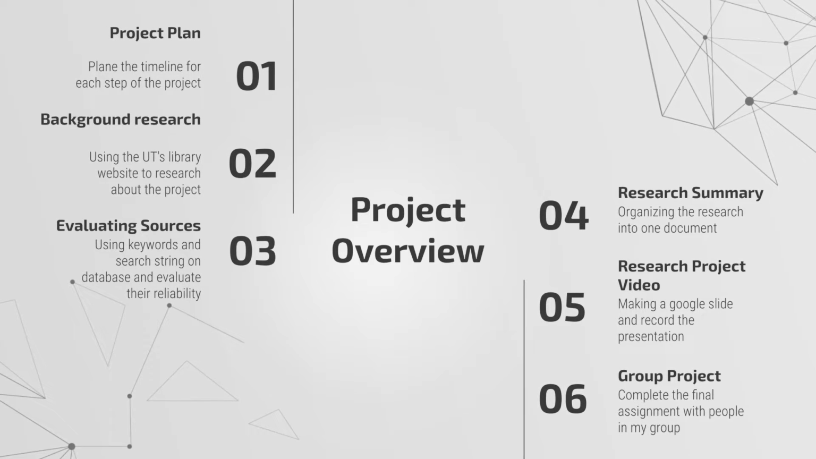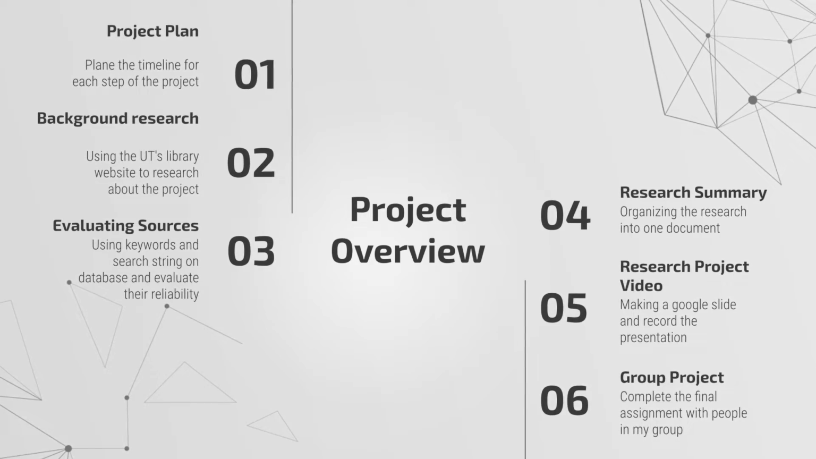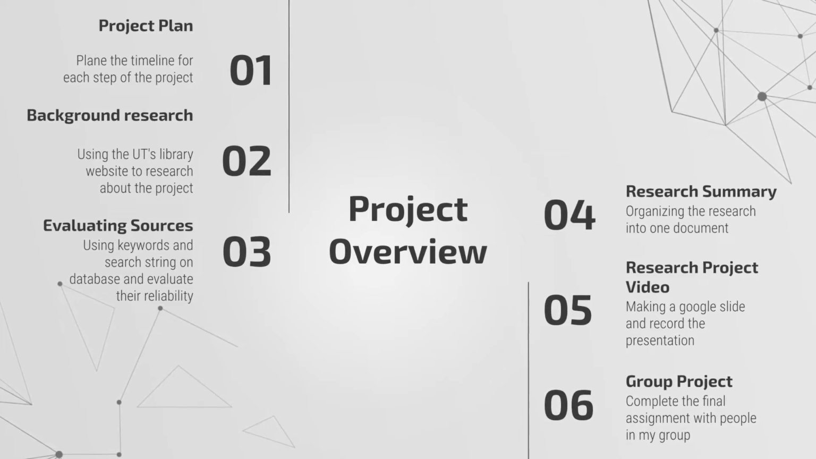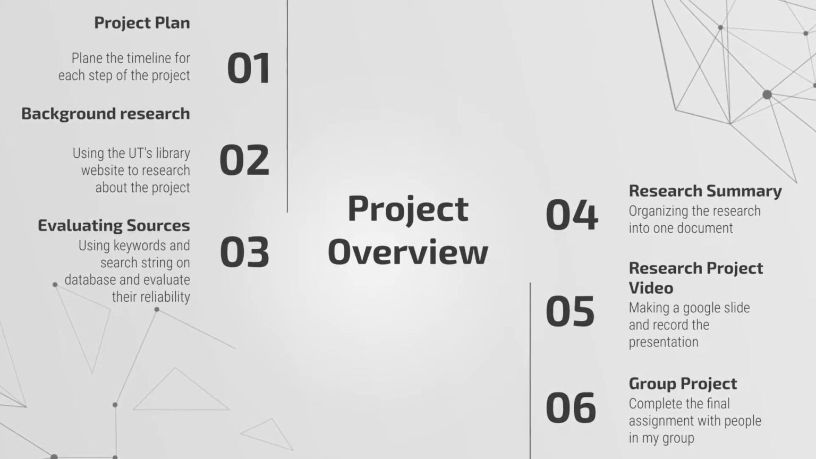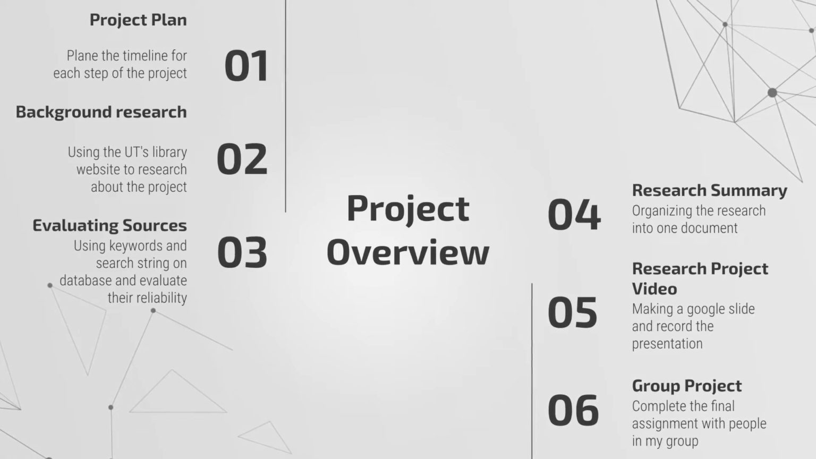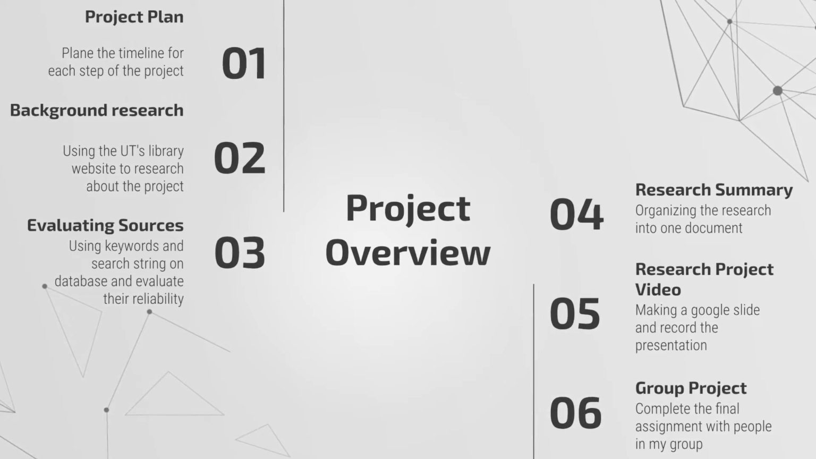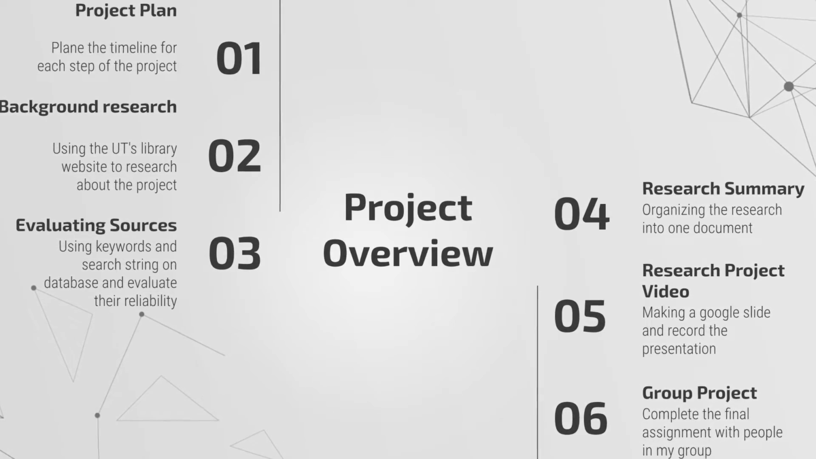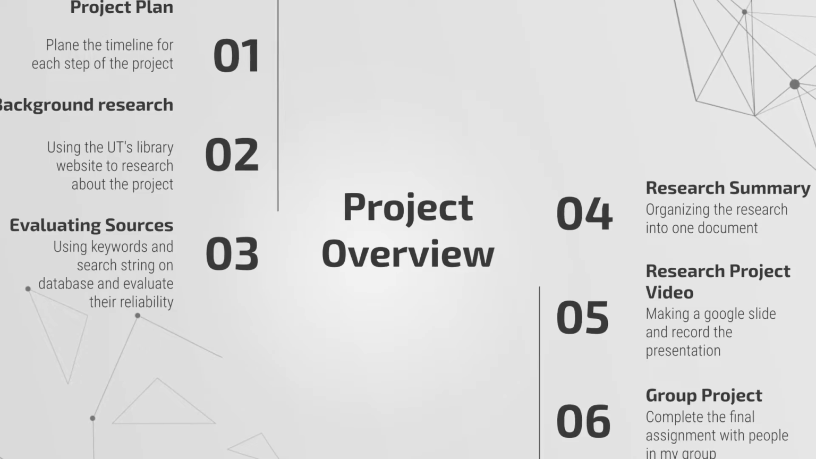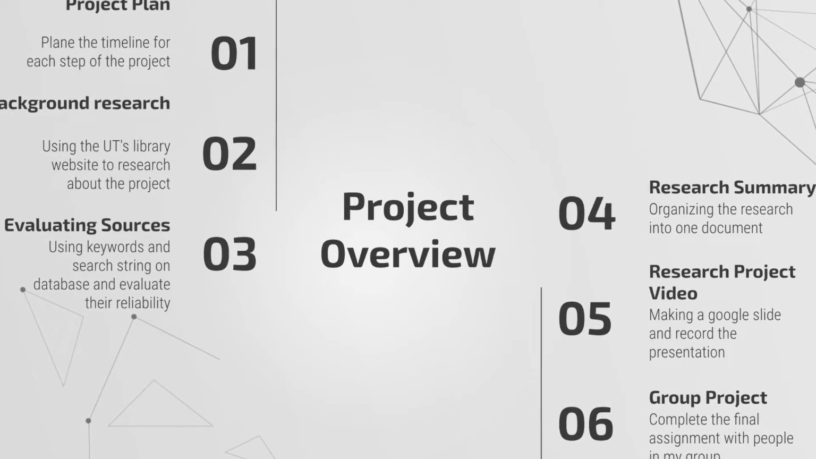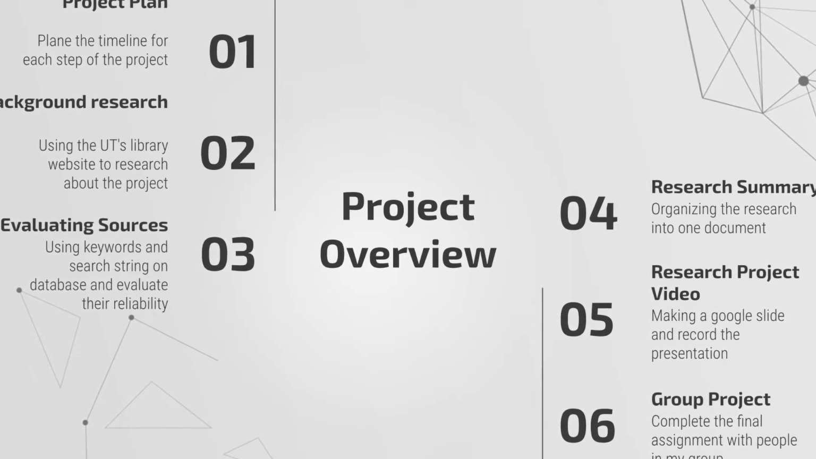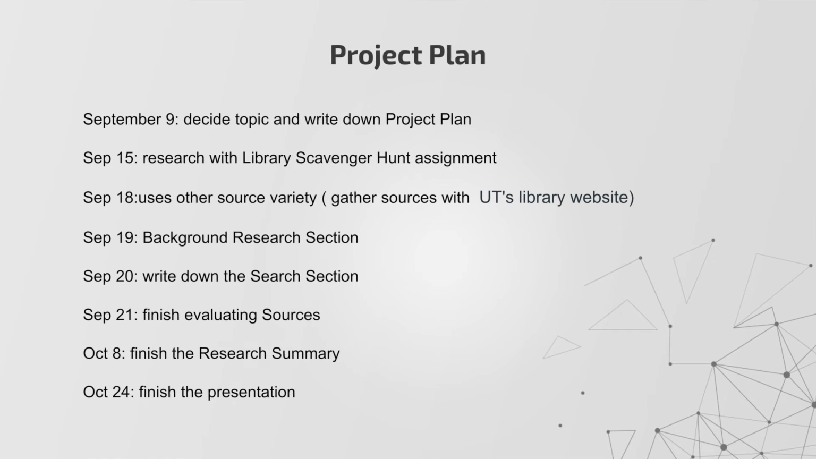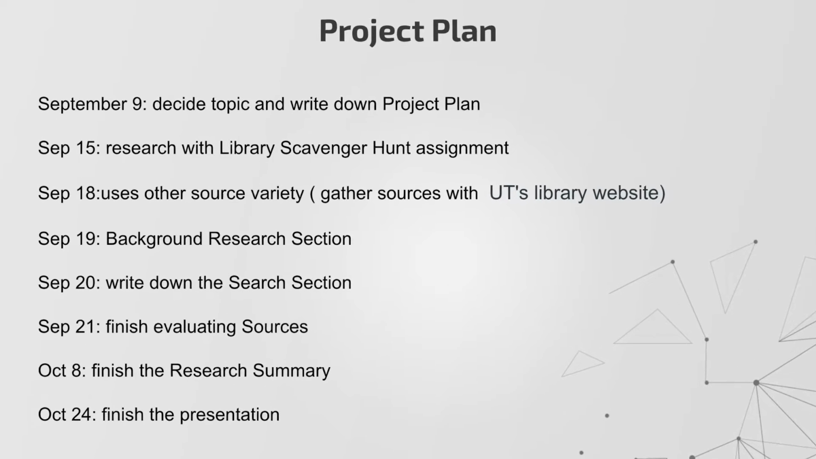First, the project plan. I plan a timeline for each step of the project. Then, I use the UT library website to research the project, and use keywords and search strings on databases and evaluate their reliability. Next, I organize the research into one single document. Then I make a Google slide and record the presentation, what I'm doing now. Finally, I'll complete the final assignment with people in my group. My project plan is pretty simple, and this is the overview of my project plan.